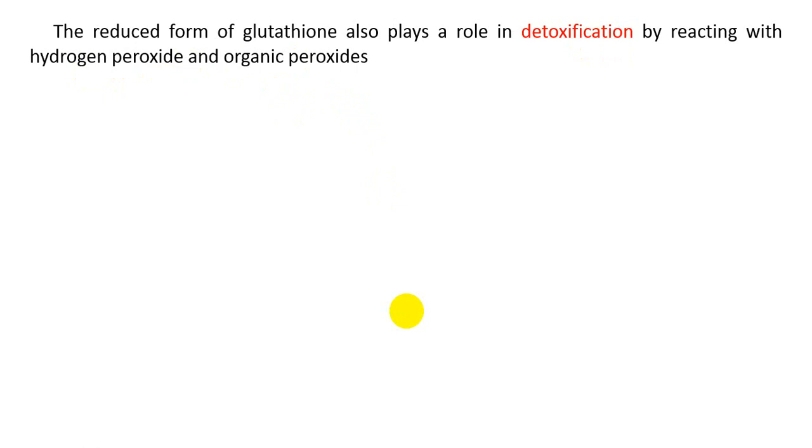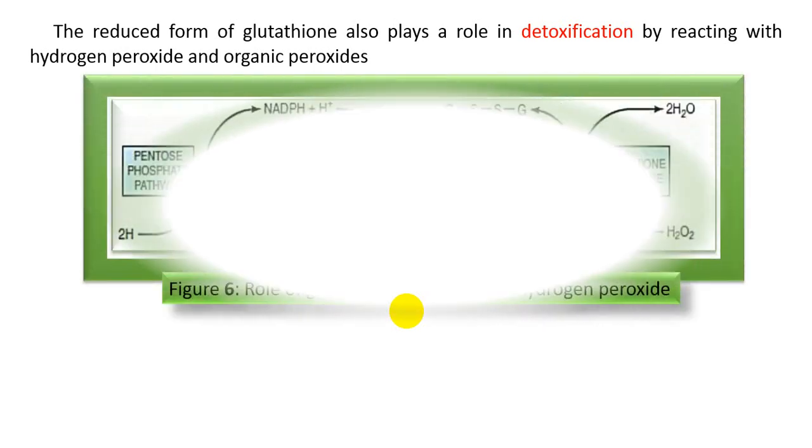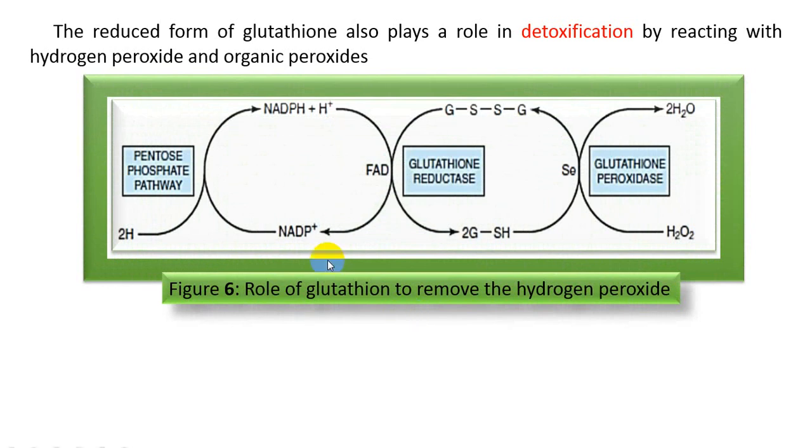This reduced form will remove this toxic compound by reacting with it. For example, hydrogen peroxide will be converted to two molecules of water in the presence of the reduced form of glutathione. Therefore, the toxic compound will be removed. Have a look at this diagram. This is the role of glutathione to remove the hydrogen peroxide.